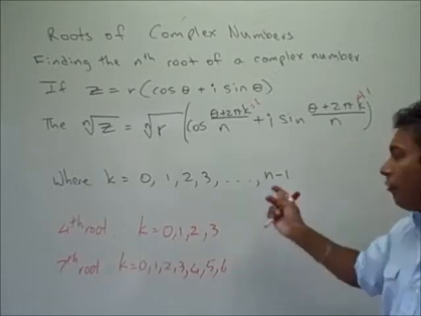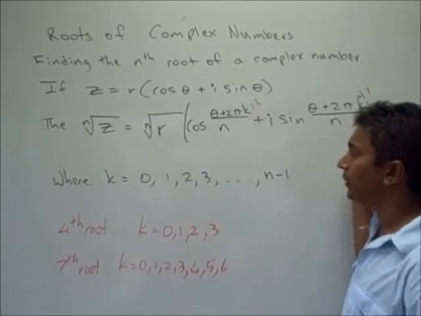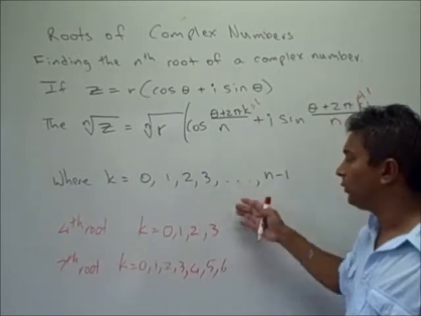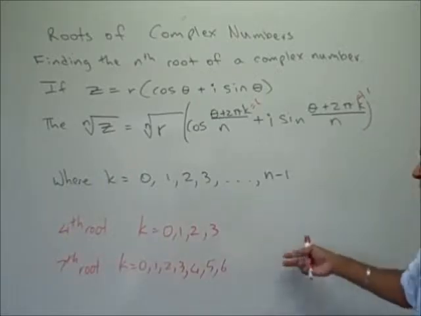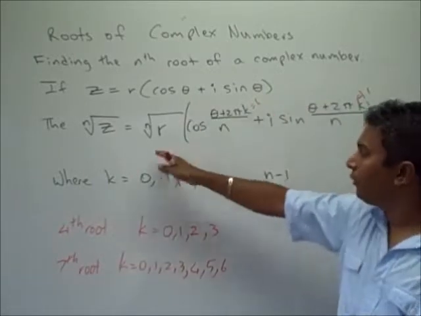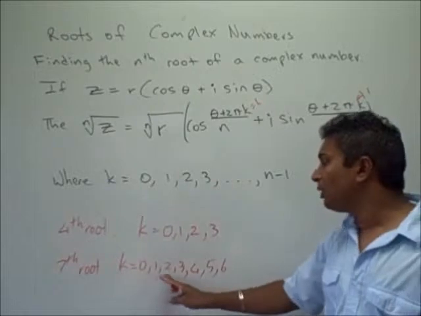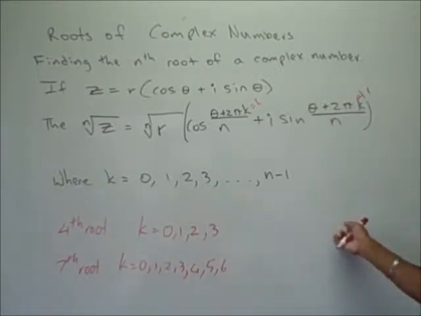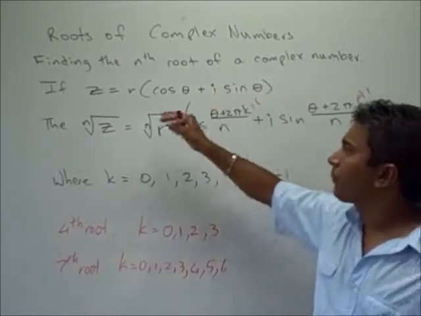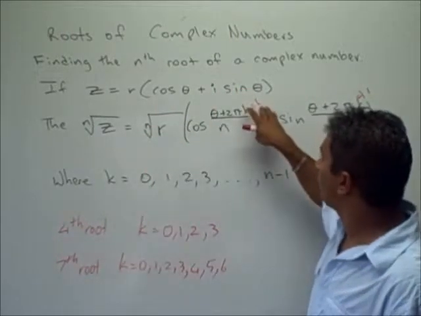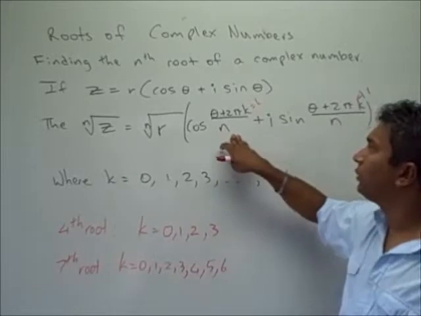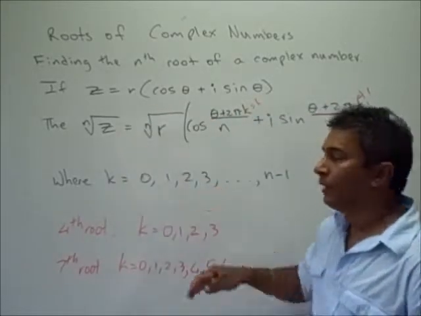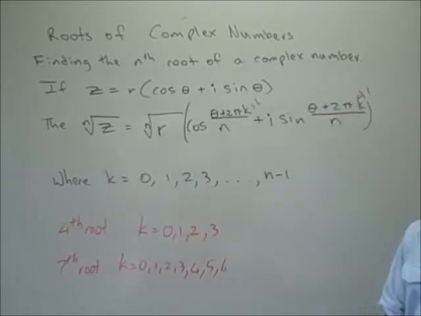So to find all 4 roots, we need to evaluate this when k is equal to 0, 1, 2, and 3. If we're finding the 7th root, we need to evaluate this when k is equal to 0, 1, 2, 3, 4, 5, 6, and so on. So to find the nth root, we need to establish what k is and substitute it in this formula n number of times.